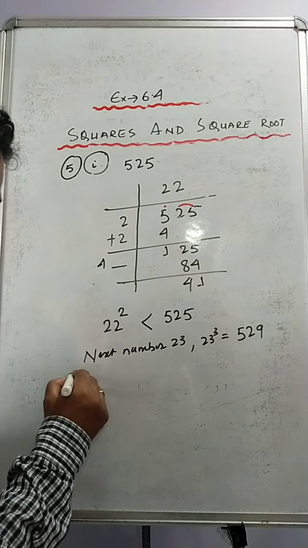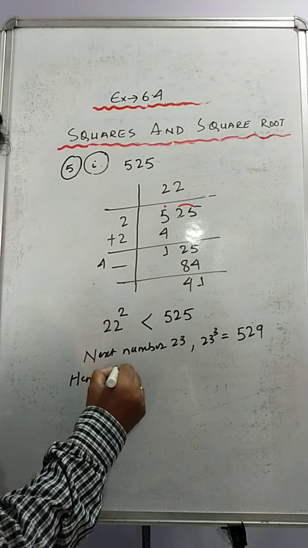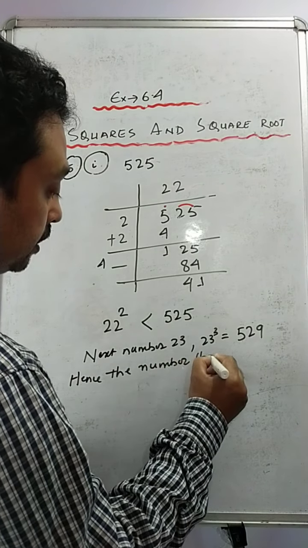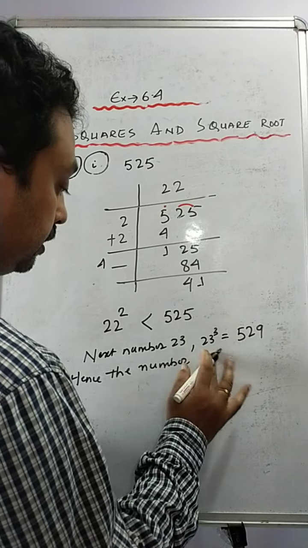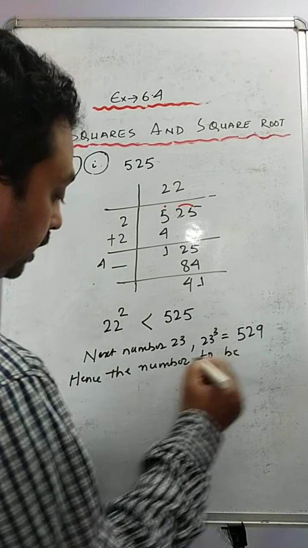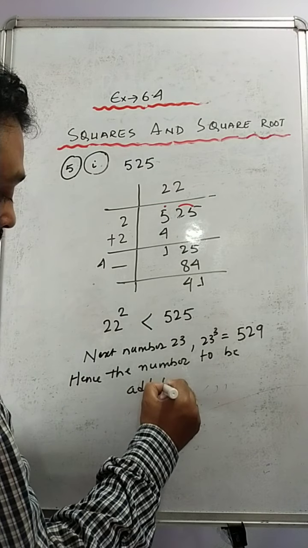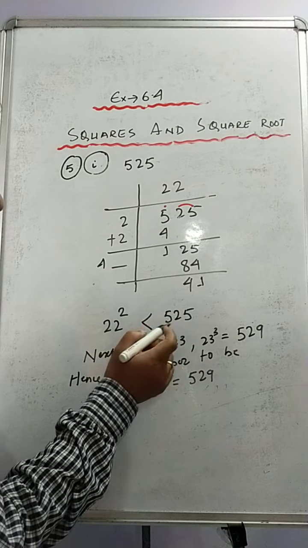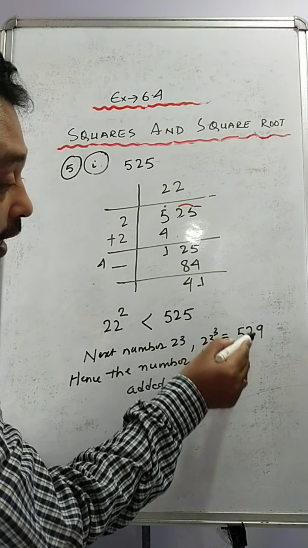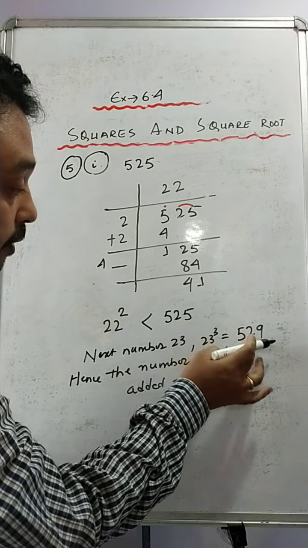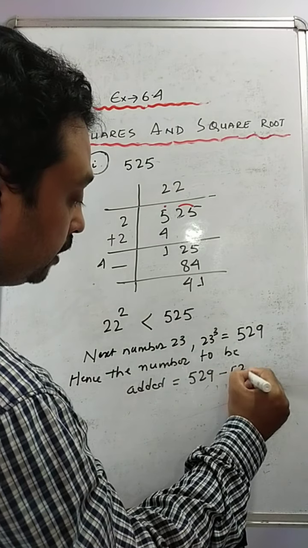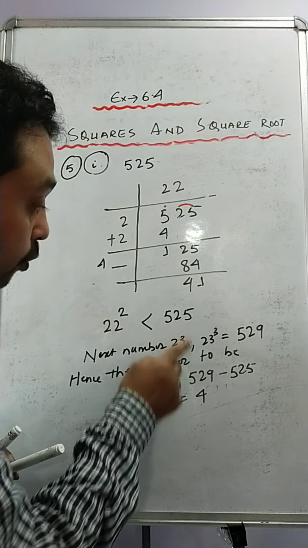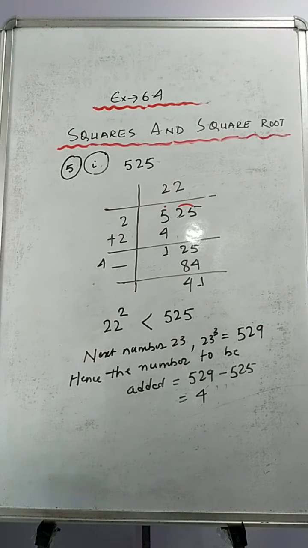Hence, the number to be added. What would that be? We have to see what number must be added to this to make it 529. So we'll find the difference between these two numbers, that is 529 minus 525. The answer is 4. That means we have to add 4 to this number to make it a perfect square.